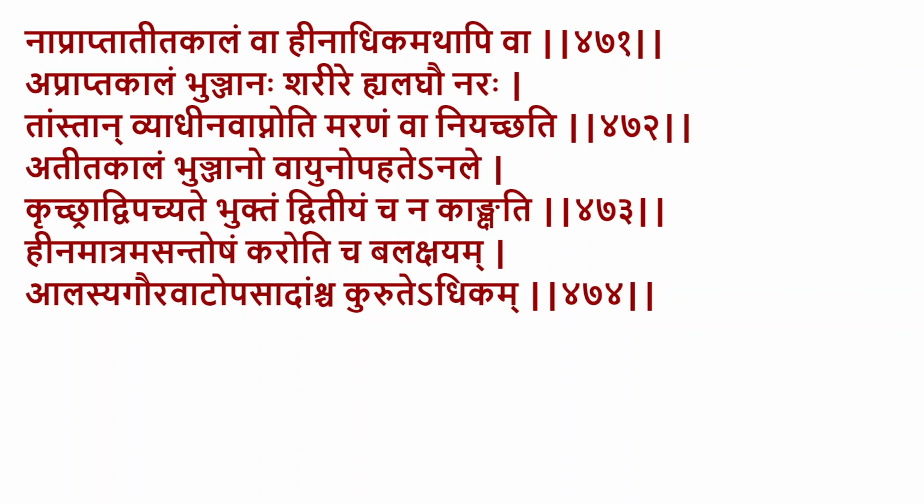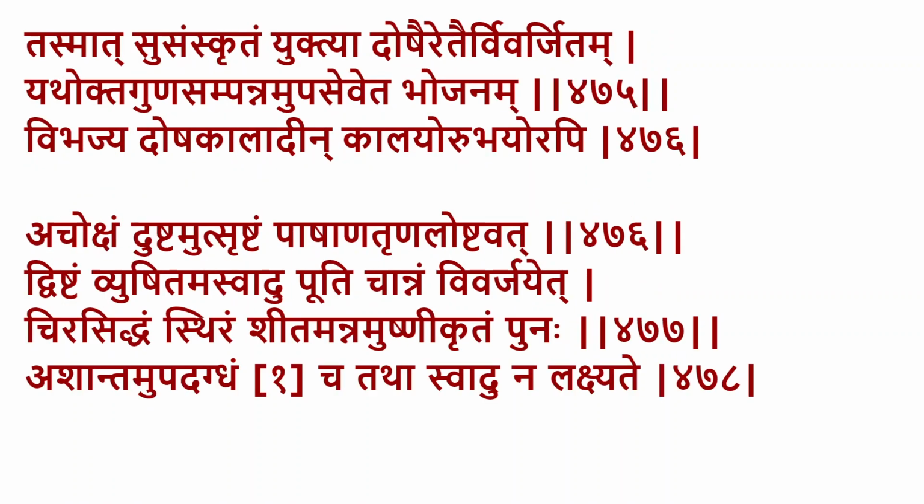कृत्सा विपच्यते भुक्तं द्वितीयं चनकांक्षति हीनमात्रम् असन्तोषं करोति च परक्षयम् आलस्य गौरव आटोपसादांश कुरुते अधिकम्. If you consider excess, it becomes आलस्य. If it is lesser, then असन्तोषं करोति and परक्षय. तस्मात् सुसंस्कृतं युक्त्या दोषैः एतैः विवर्जयेत् यथोक्त गुणसम्पन्नम् उपसेवेत भोजनं विभज्य दोषकारादीन् कालयोः उभयोरपि.